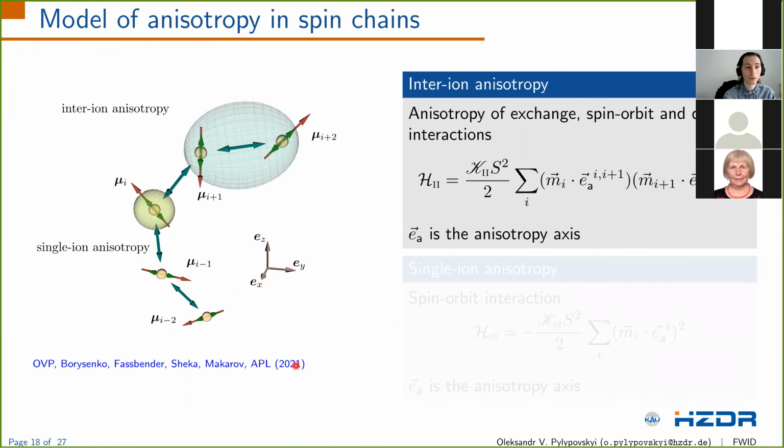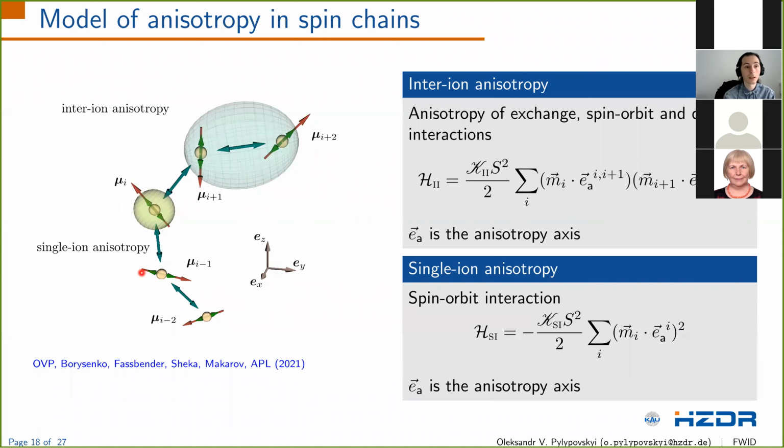The inter-ion anisotropy is described by the Hamiltonian, which involves pairs of spins. The anisotropy axis is usually directed from the first spin to the neighboring one. It is the source of the local part of the dipolar interaction, spin-orbit coupling, and anisotropy of the exchange constants, for example. The single ion anisotropy is relevant for spins with large enough lengths and usually originates from the spin-orbit interaction. In the following, we will project the vectors of ferro and antiferromagnetism for each pair of spins on the first magnetic site in this pair.